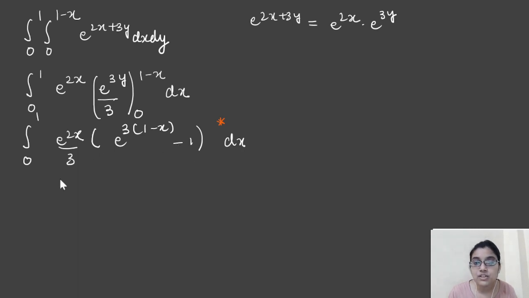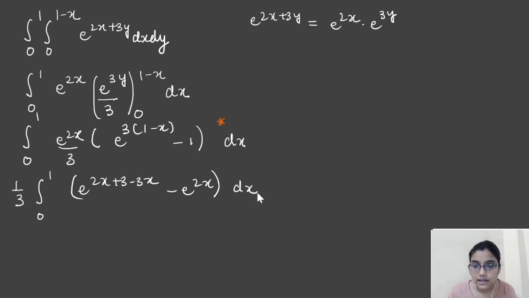Fine. Now we will just assemble these terms. From 0 to 1, we'll keep 1 by 3 outside. What it will be? e raised to the power 2x plus 3 minus 3x, and here we got e raised to the power 2x, and then we got dx. So it became 1 by 3, from 0 to 1, e raised to the power 3 minus x minus e raised to the power 2x, dx.